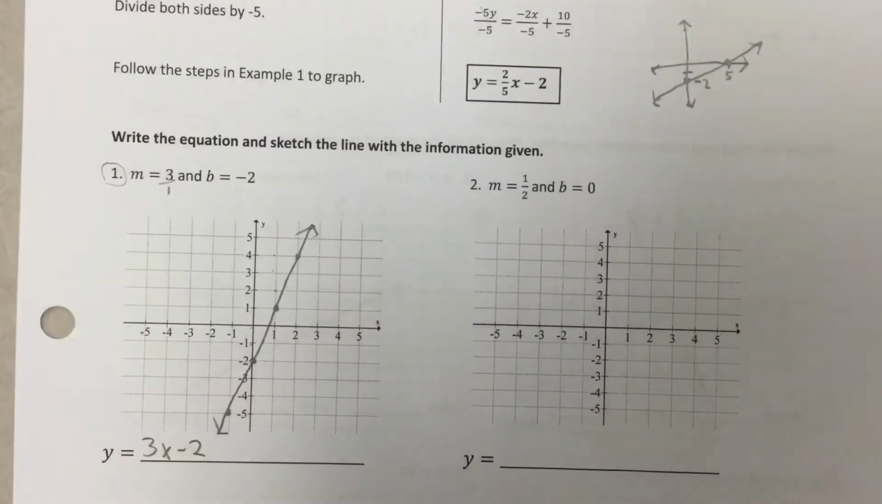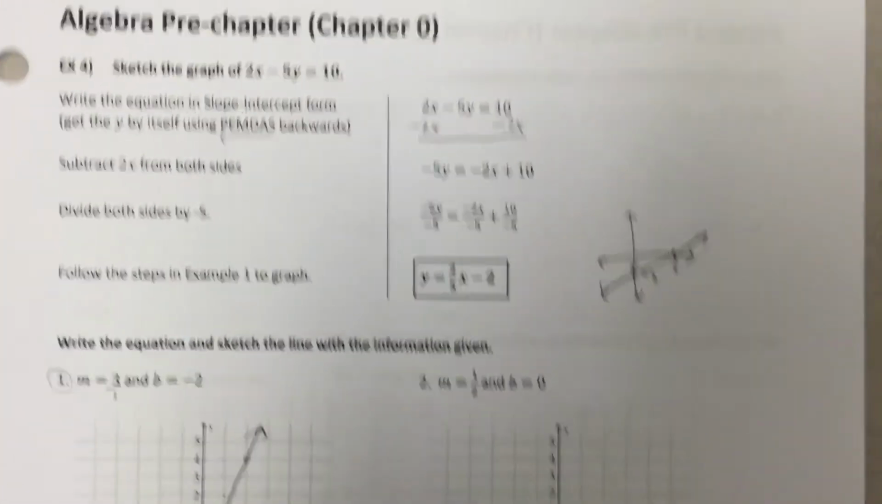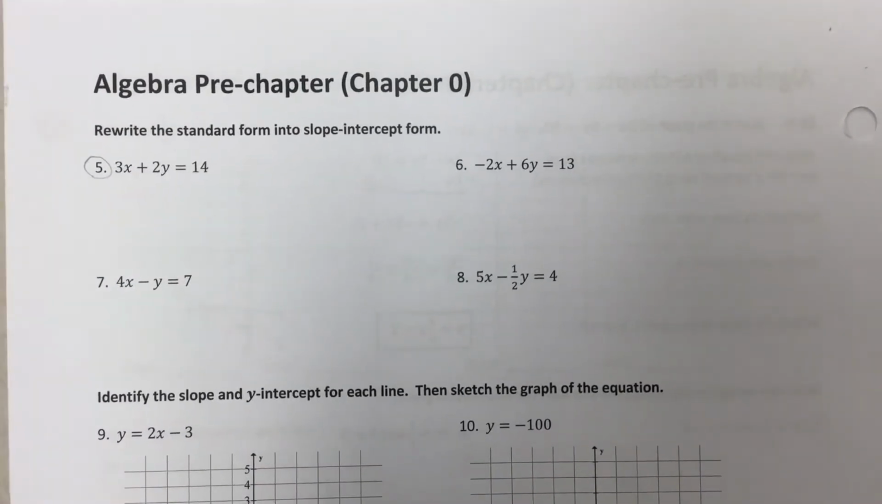We're going to work on the other examples in class here. Example 5, try doing this one. You're trying to get this one in slope-intercept form, getting the y by itself.